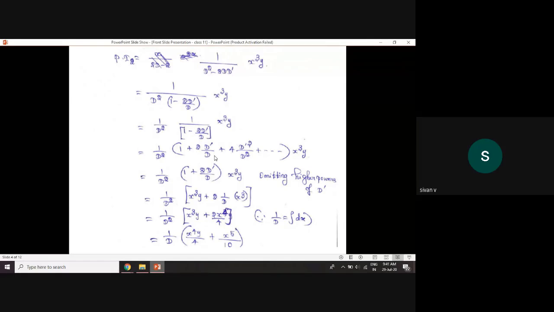1 plus x plus x square. Very good. What is there in place of x? Tell me, what is there in place of x? 2 D dash by D. Very good. So 1 plus this is x and this one is x square. X square means 4 D dash by D whole square, that is D dash square by D square, plus so on, and it goes on and on.